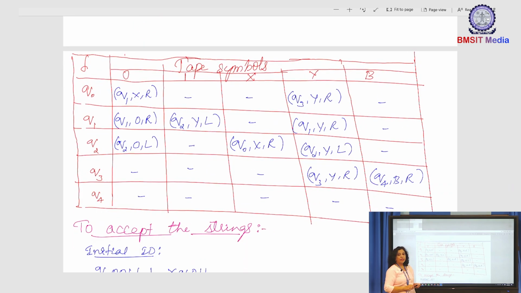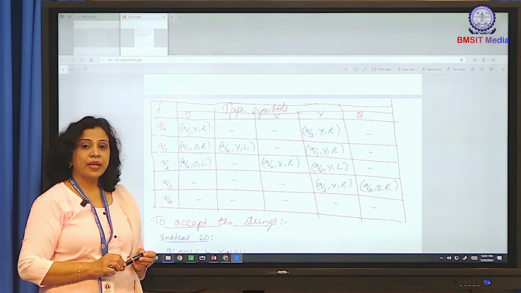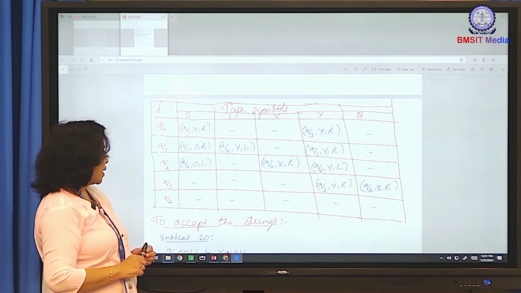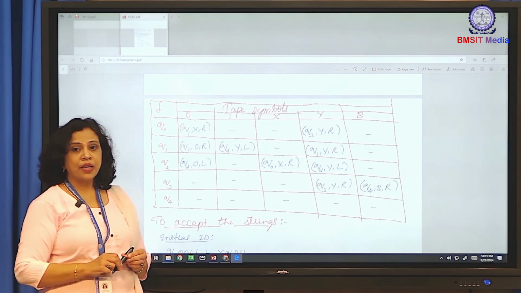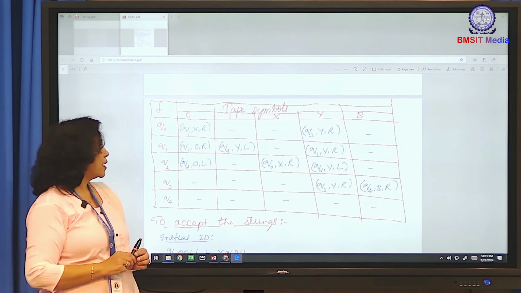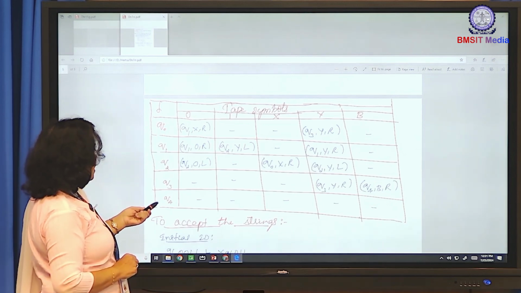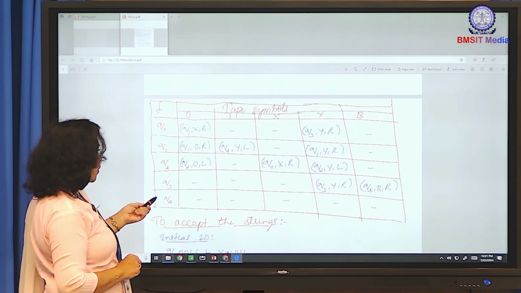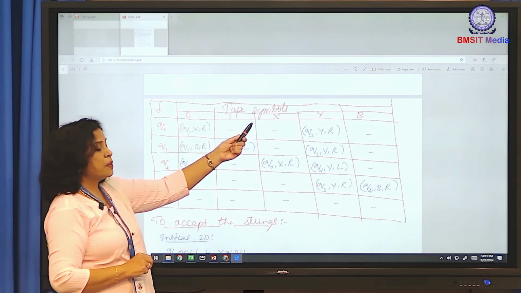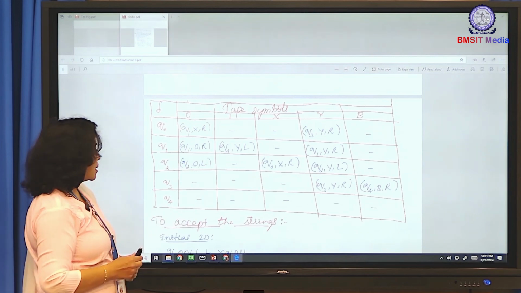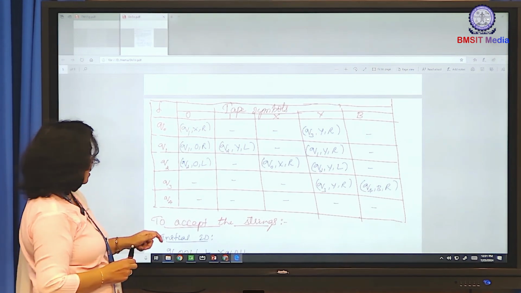Now the same transitions can be written as a transition table also. So if you make a table like this, in one glance you will get to know all the transitions. For that you are writing all the states in the rows. The tape symbols will be your columns, and then you are having the transitions like this.